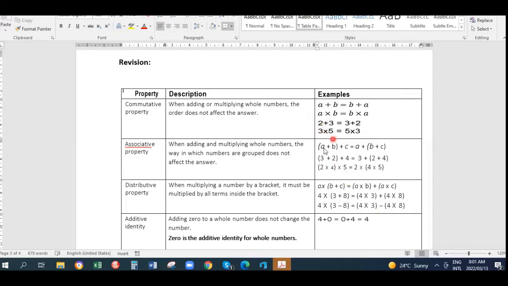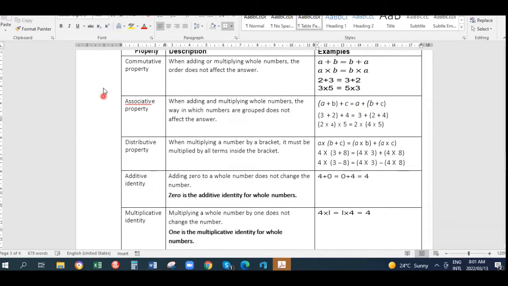Now in these examples, you will see I have the letters A, B throughout, or A, B, C. A and B stand for any number. So A could be, for example, 2 or 3, and B could be 3 or 5. A and B are the general explanation of these properties, where A and B could represent any whole number.